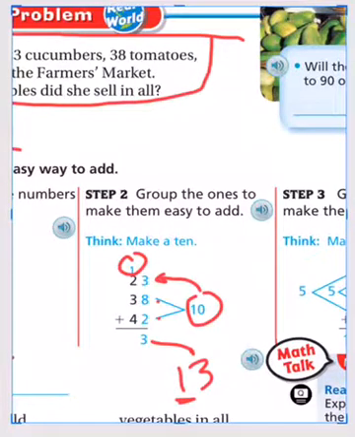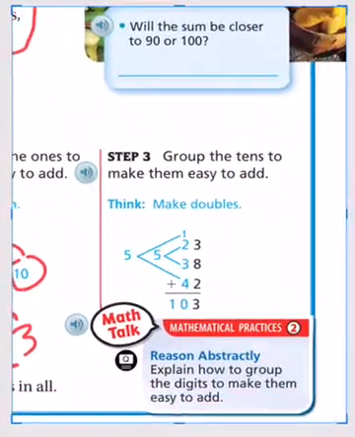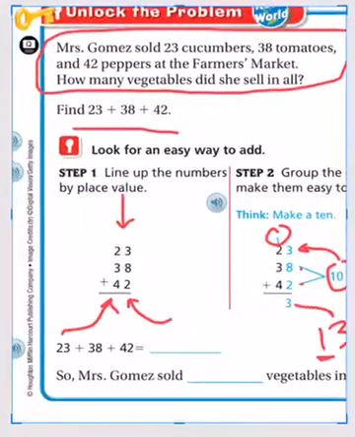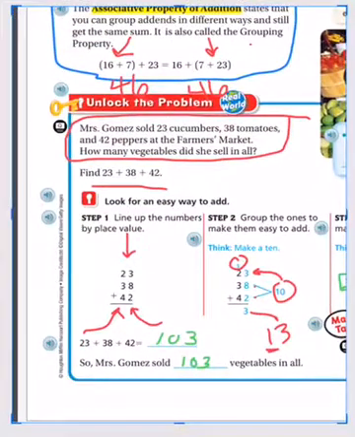Then we can move over to step 3 and add our tens column. And here they made two groups of 5. 2 and 3 make a group of 5, and so do the 1 and the 4 make a group of 5. So they add those two groups of 5 up and get 10, and we can write that down there. So our final answer is 103. 23 plus 38 plus 42, 103. So Mrs. Gomez sold 103 vegetables in all. Once you have all that written down, you can go to the next page.